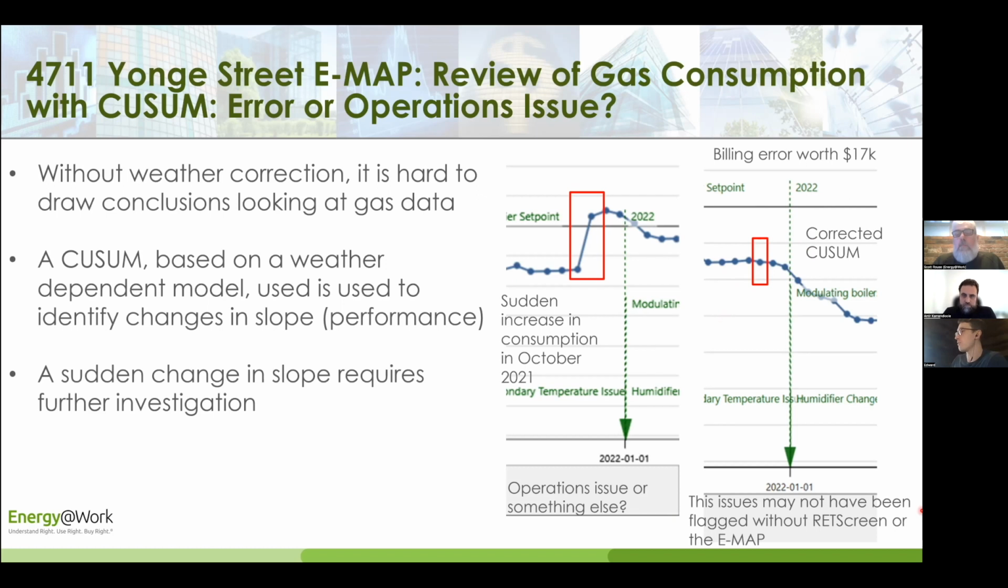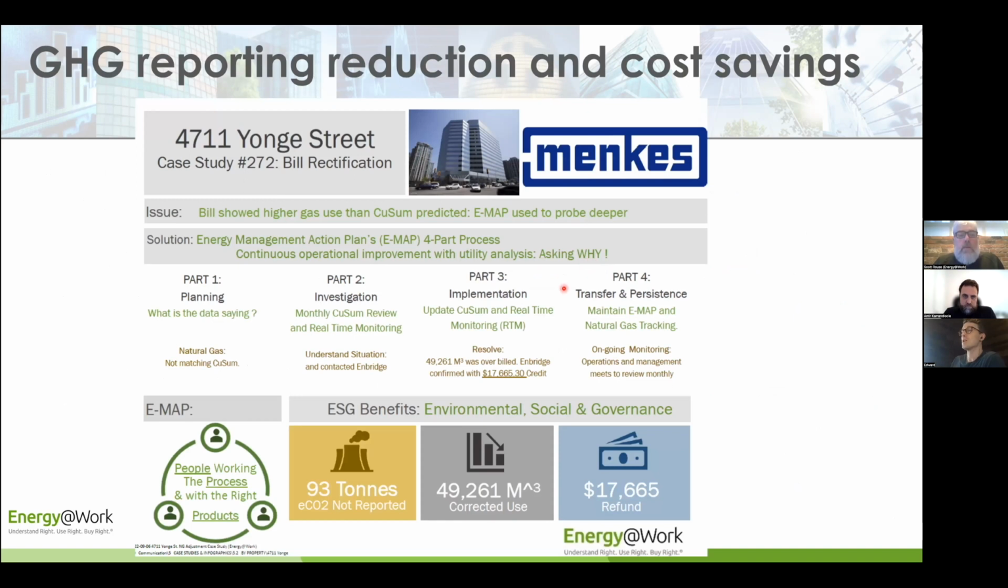But this issue might not have been caught without RETScreen or the EMAP, because the Q sum is so useful for identifying when something has changed in the building. So what does that mean for the building in terms of this refund? Well, that's 93 tons of equivalent GHG emissions that the property did not have to report. And there was also a fairly large monetary refund as well.